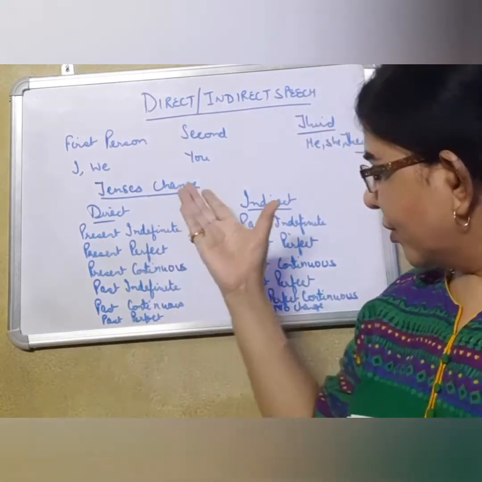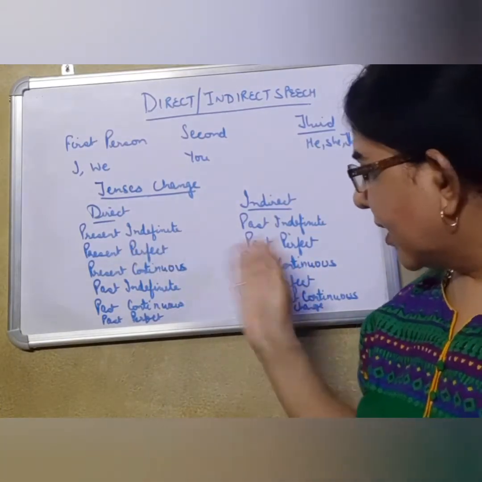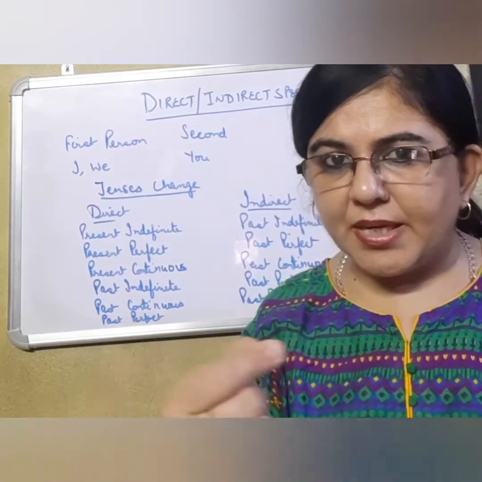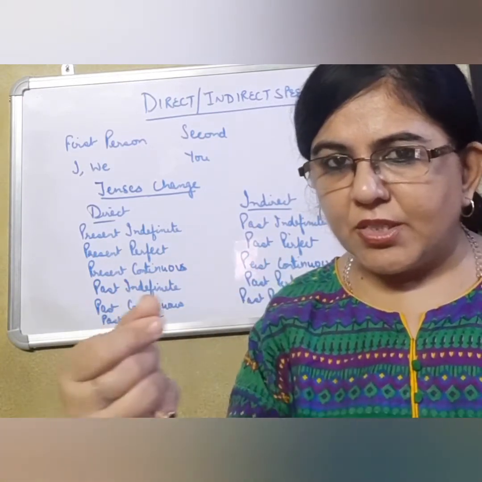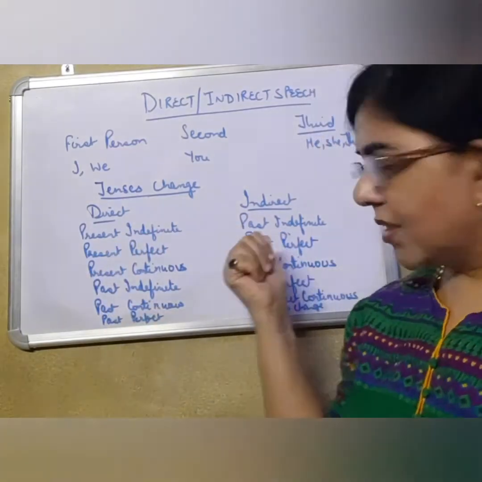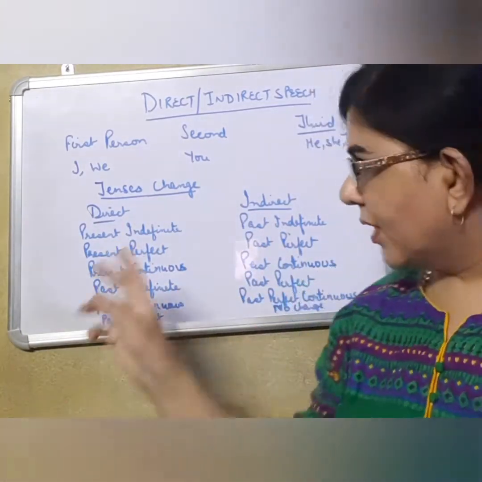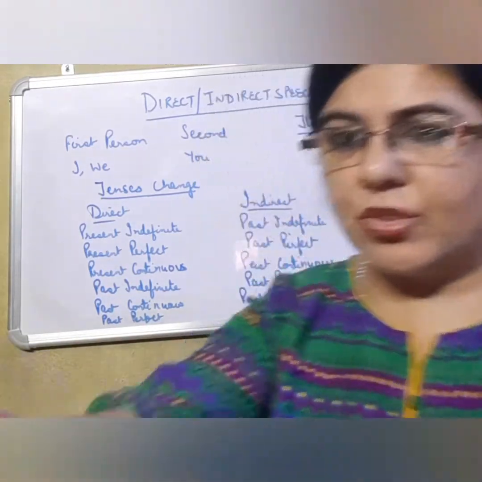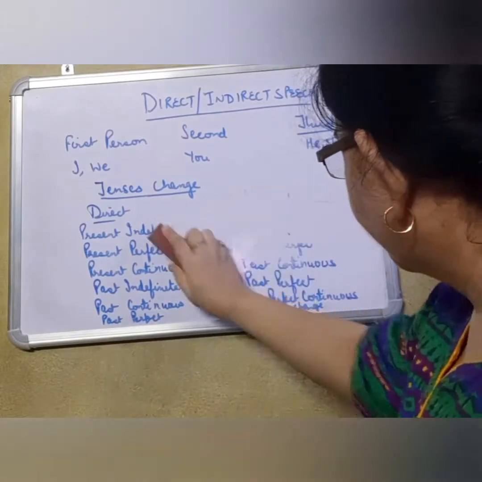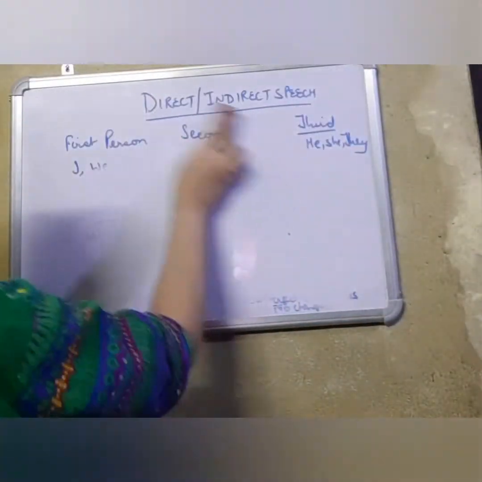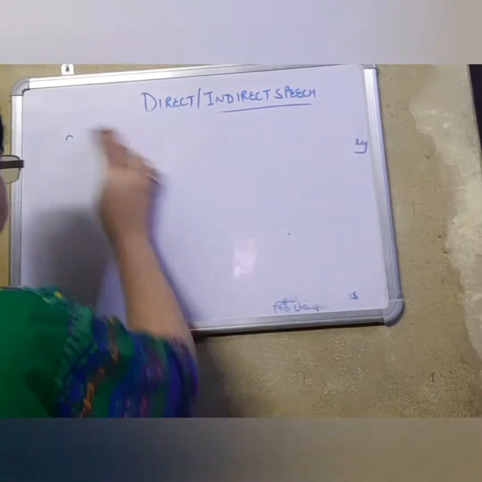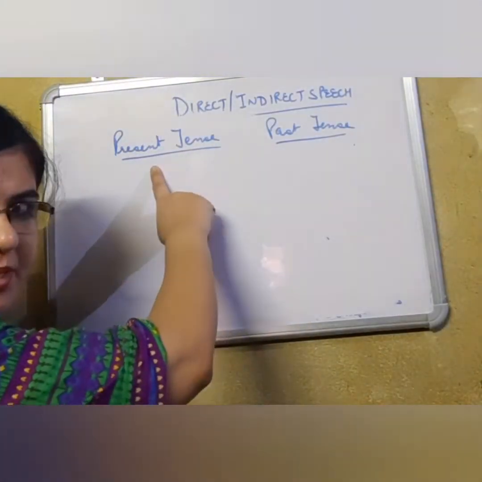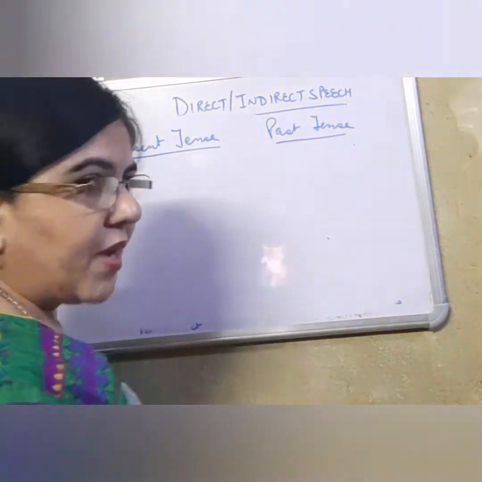Now, we have to first of all understand the tenses, what these are, then only you will be able to convert. So, let's see what is present indefinite and how it is converted into past indefinite. First of all, these two we have to see, then we have to see these, then only we can make the conversions. So, let's see an example of all these tenses.